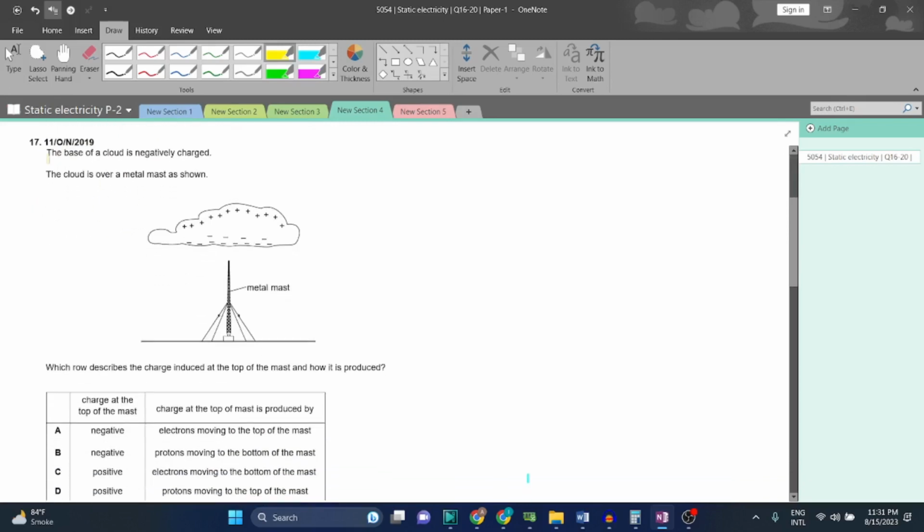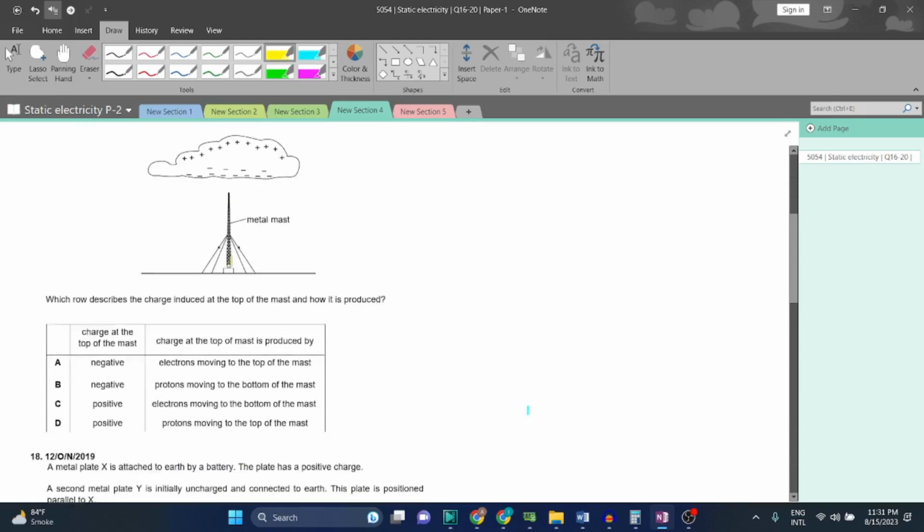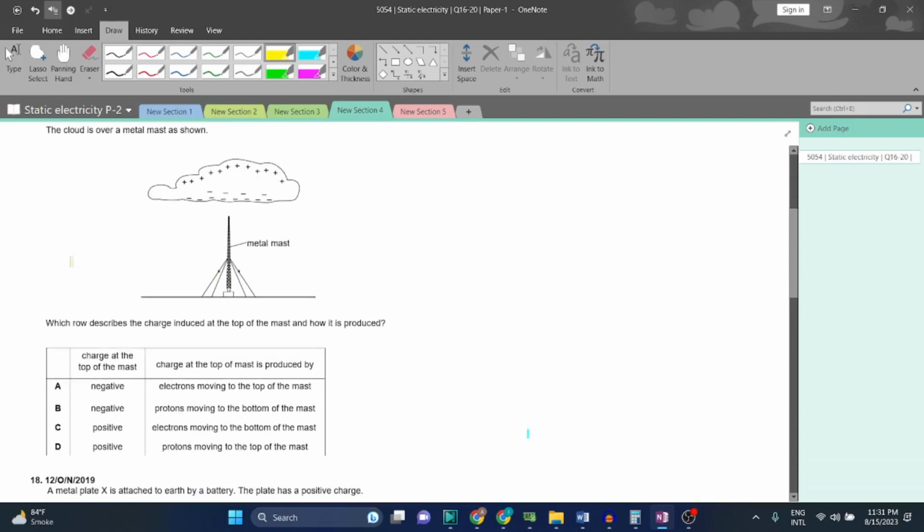Question 17. The base of a cloud is negatively charged. The cloud is over a metal mast as shown. So this is a metal mast, this is the cloud, and the cloud is negatively charged. Describe how the charge is induced at the top of the mast and how it is produced. First of all, at the top of the mast there must be positive charge, because it is attracting the negative charge, so it must be positive.